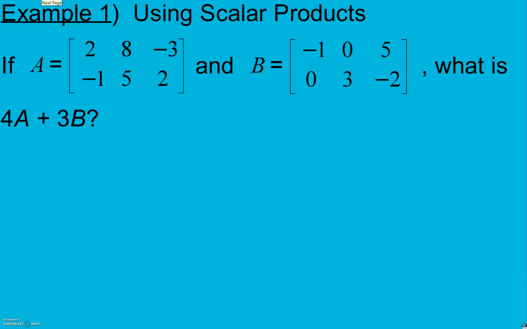Example 1, using scalar products. If this is our A matrix and our B matrix, what is 4 times matrix A and 3 times matrix B? So I'm going to take 4A, which means I need to multiply every element by 4. And I'm going to take 3 times matrix B and multiply every element by 3.